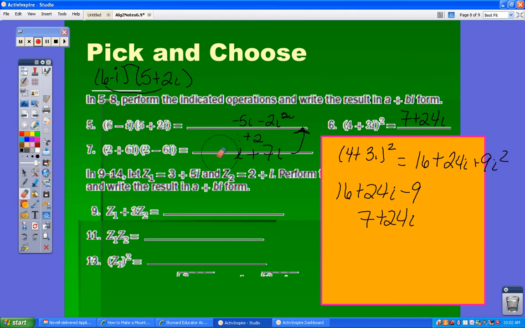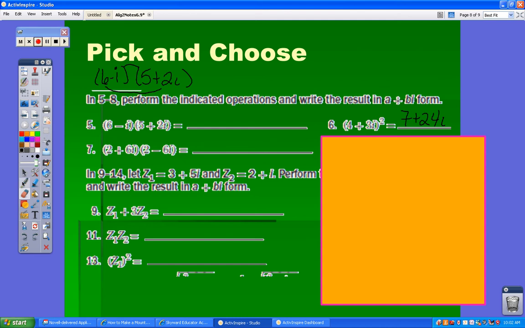Okay. This next one, I'm going to erase this too. Look at 7 here. It says 2 plus 6i times 2 minus 6i. Well, these are conjugates, so the imaginary parts should cancel out. 2 times 2 is 4. Minus 12i plus 12i. That's just what I needed to happen. Minus 36i squared is the same thing as plus 36. So 4 plus 36 is 40. And I'm left with a real number, which is just what I expected to happen.